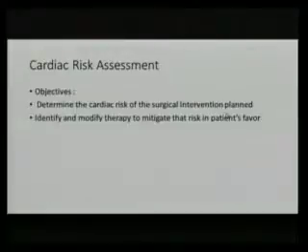So, where do we begin? Well, as in evaluating any other patient, you start with getting a good history and a good physical. Try to identify the cardiac risk based on the planned surgical intervention and the risk factors the patient has. Identify those risk factors and try to find a therapy that is going to mitigate them, to reduce the chance of complications and improve the patient's prognosis.